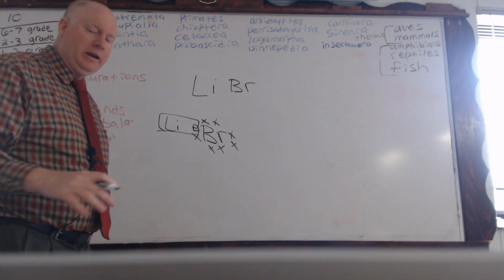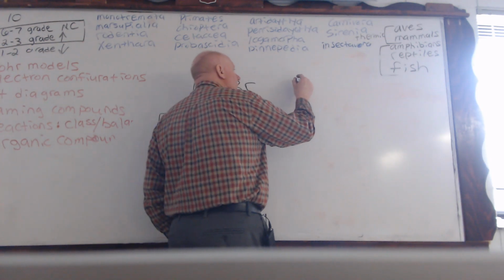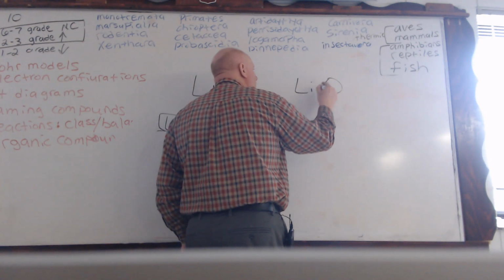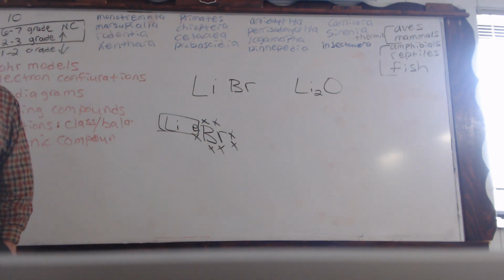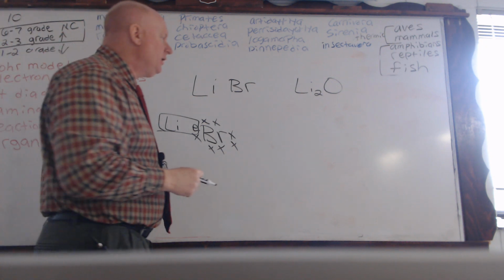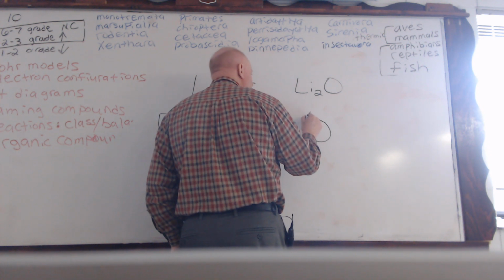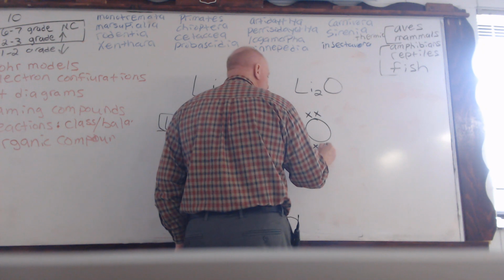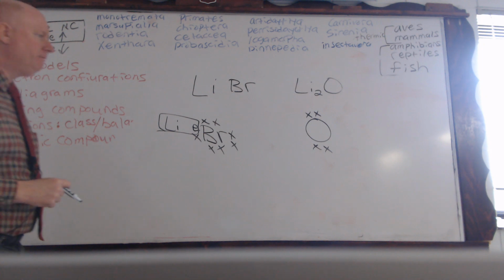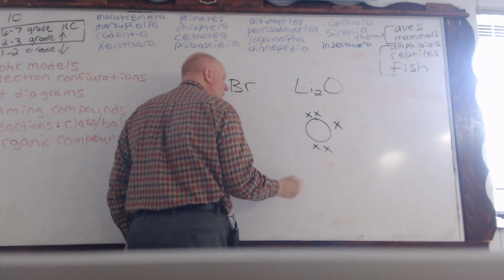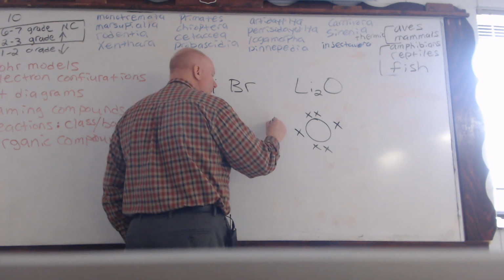All right. So, what about lithium oxide? What column is oxygen in? So we need 2 lithiums. We'll give you that much. How do we finish that? You put one on this side, put one on this side, and then one on the other side. And then you put a lithium on both sides.